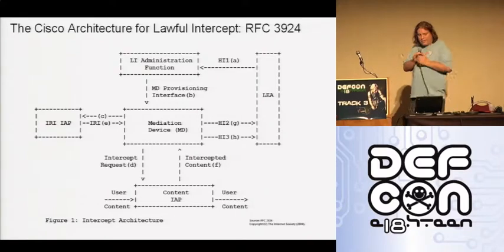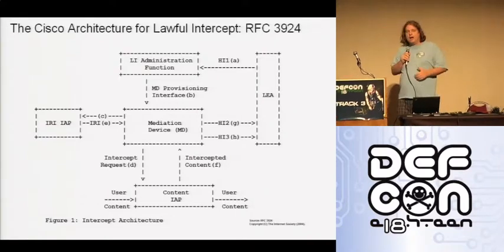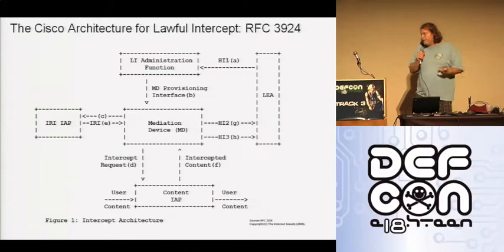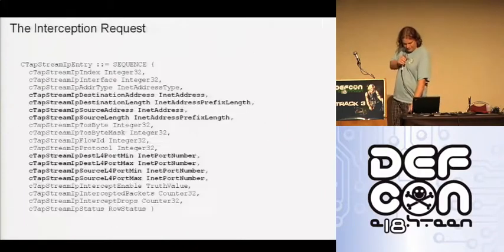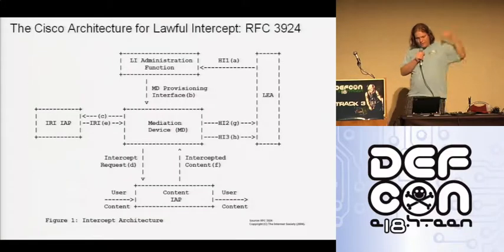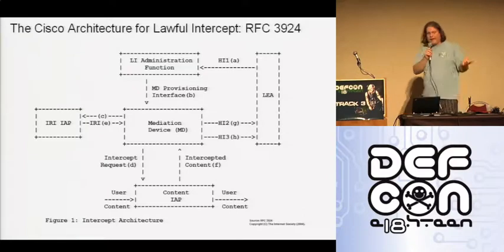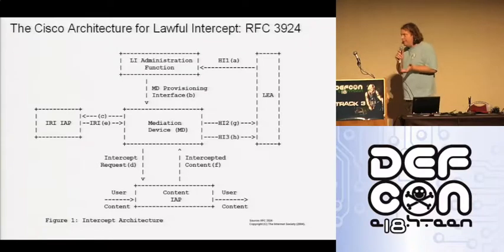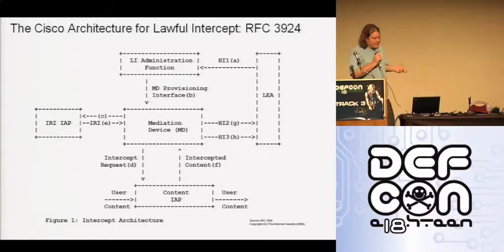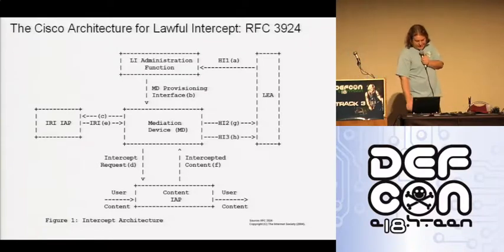So I'm going to forget about IRI IAPs. A number of them are manufactured by the different companies on the list in the previous slide. Cisco routers are content IAPs. They provide the full content. So if we go back to this diagram here, you can see this interception request gets sent from the mediation device to the content IAP. The interception request tells the content IAP what content we want to collect, and that content is sent back to the mediation device by the content IAP.